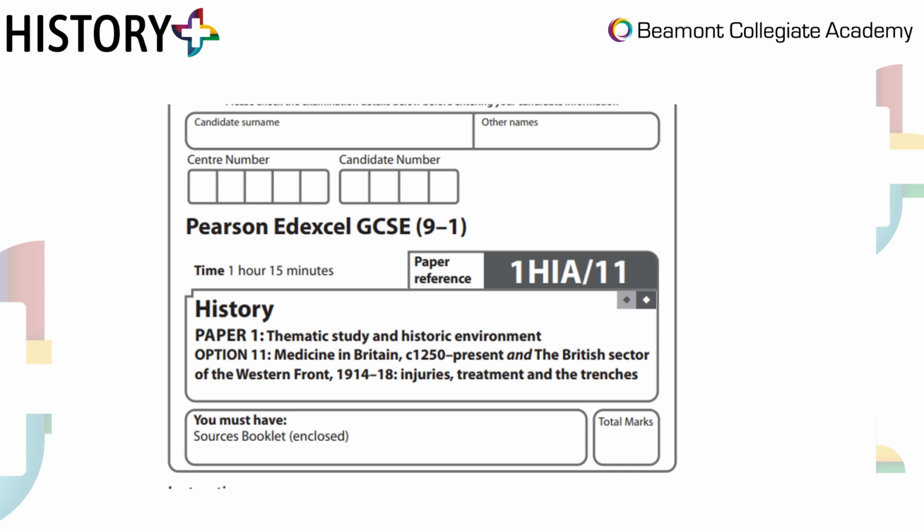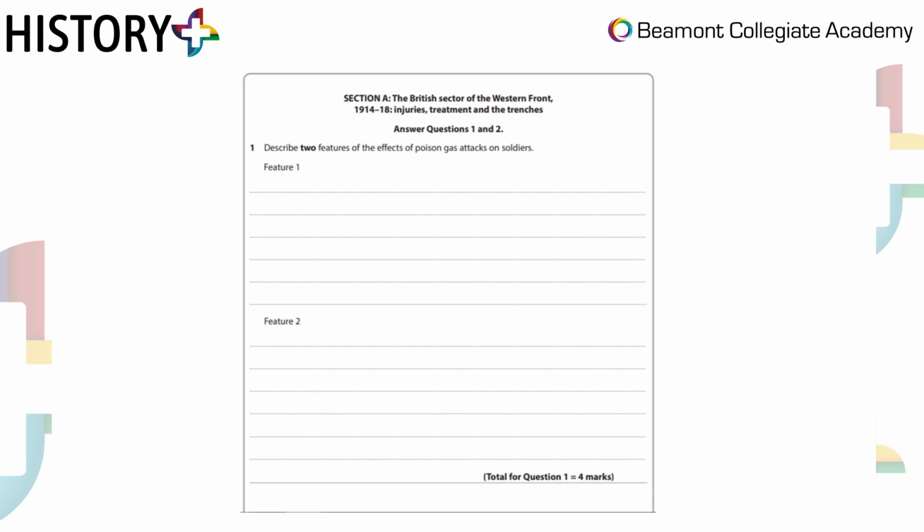This is a tutorial for the Describe Two Features question, which appears on paper 1, which is Medicine in Britain for us. So what does this question look like? Question 1 is always going to ask you to describe two features of something to do with soldiers and the development of medicine or wounds or treatments on the Western Front in the First World War. This question says describe two features of the effects of poison gas attacks on soldiers.